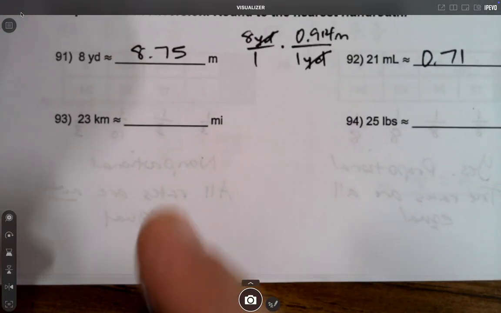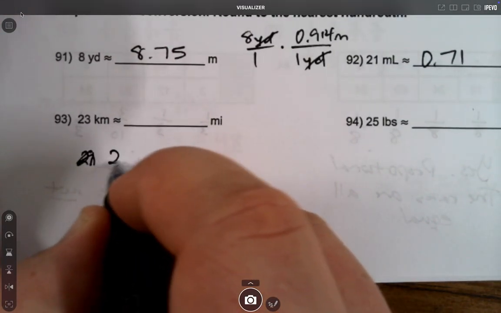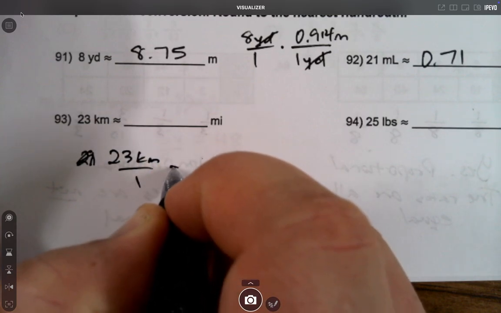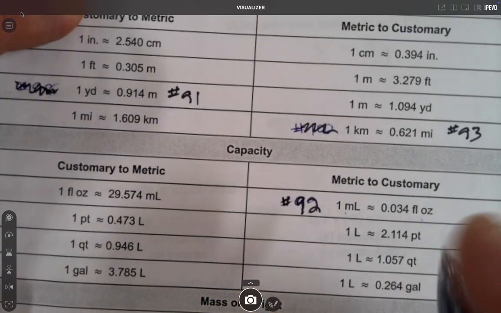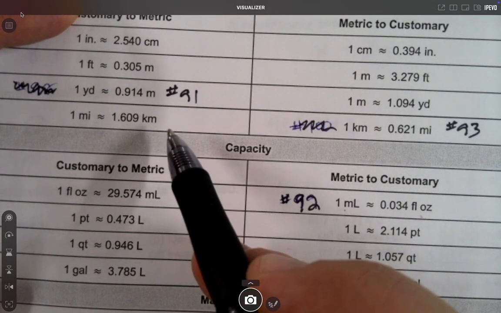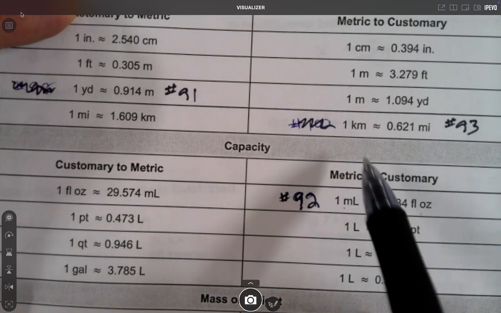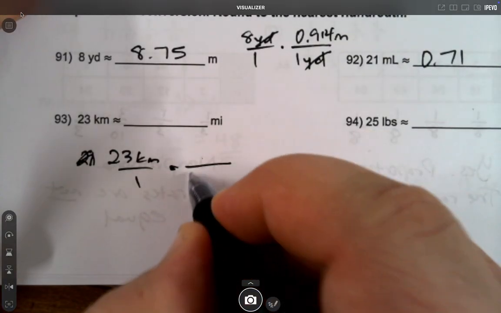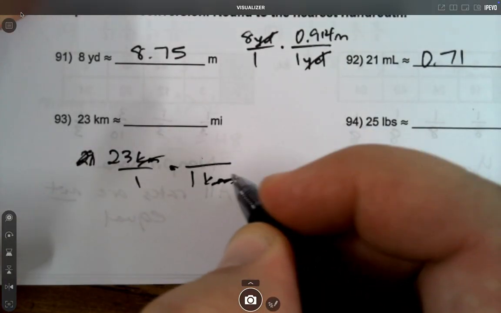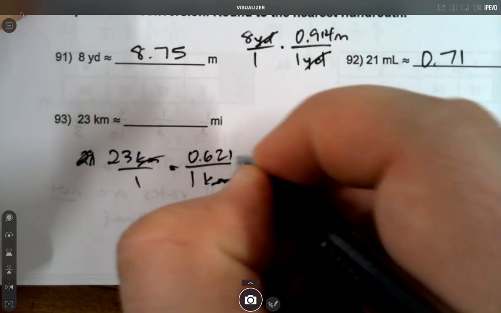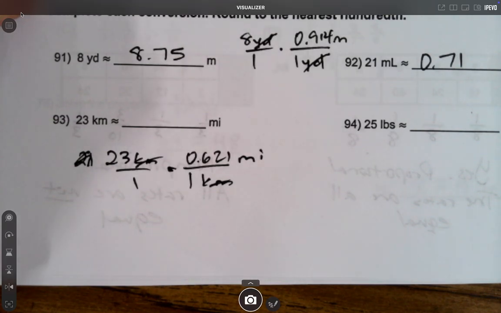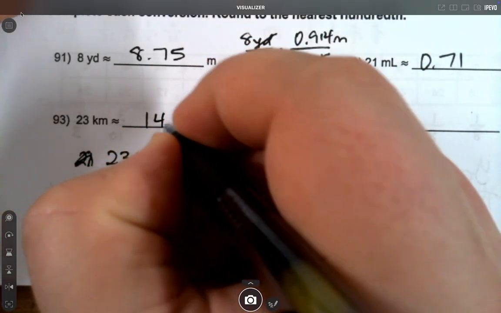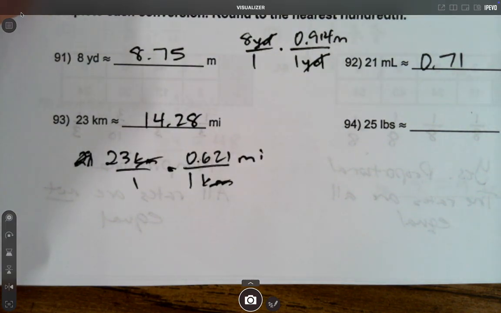'93, we're converting kilometers to miles. So I'll start by writing 23 kilometers over 1 times, and we see kilometers to miles here. I chose to use this one. If you chose this one, that's also okay. You can use either one. But we say 1 kilometer is 0.621 miles. So I put 1 kilometer on the bottom because I want the kilometers to cancel. I put 0.621 miles on top because miles is what I want to keep. So 23 times 0.621 tells us that it's equivalent to 14.28 miles.